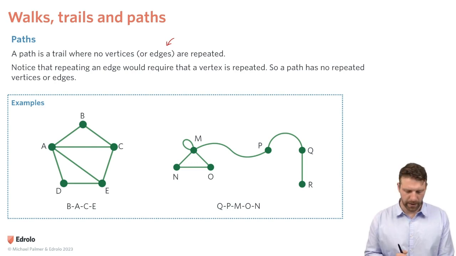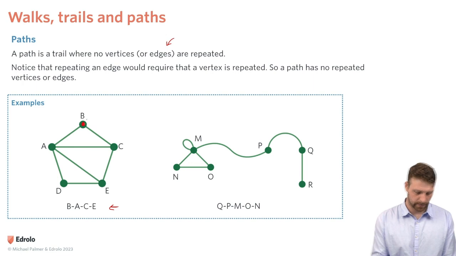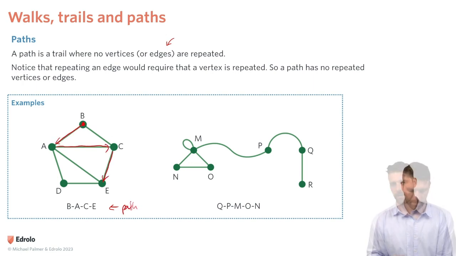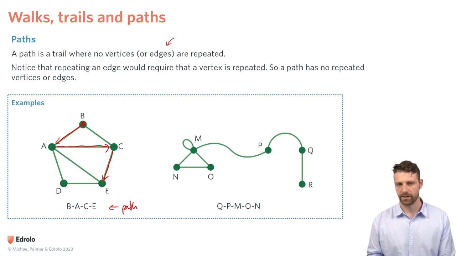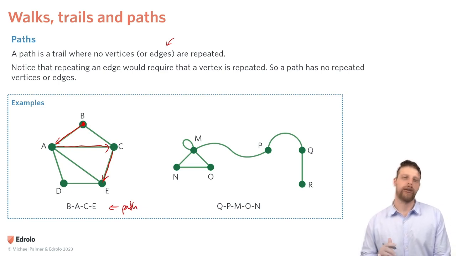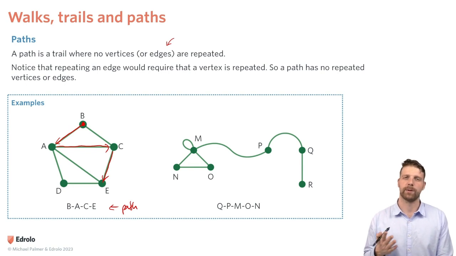We've got B, A, C, E here. That's apparently a path. Let's see what it looks like. We start at B again. We'll go to A, we'll go to C, and we'll go to E. Okay, this is a path. It's also a trail because we didn't repeat any edges, but because we didn't repeat any vertices, that's sort of the best definition we can give it. I'd say that's the most apt description.